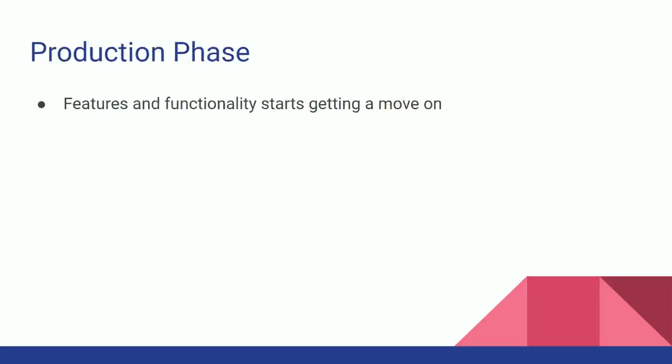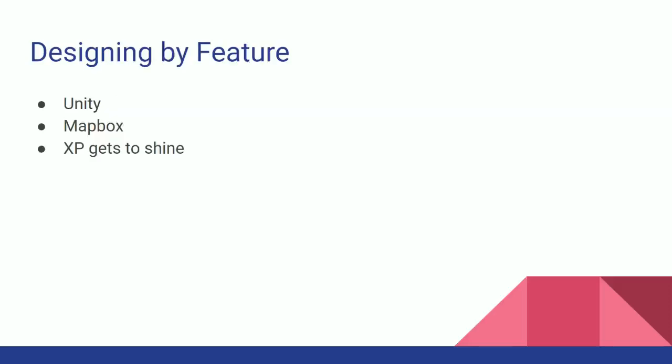Production phase. This stage is at which features and functionalities start being developed. By using all the documentation that was created in the pre-production phase, and by following the methodology, we can start building the game, and thus development can really get started.